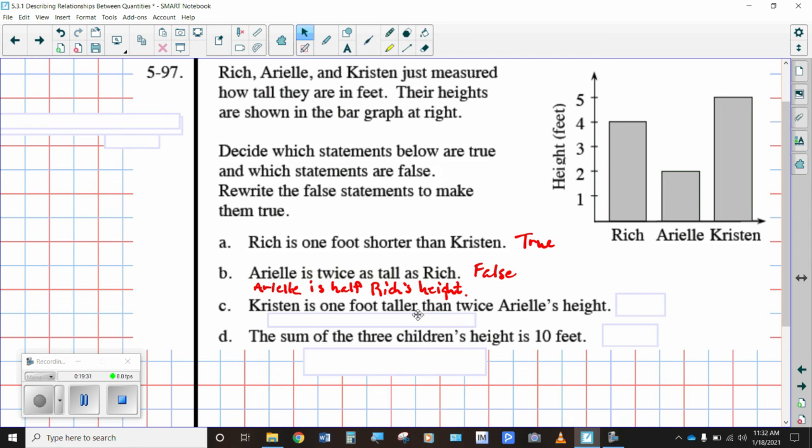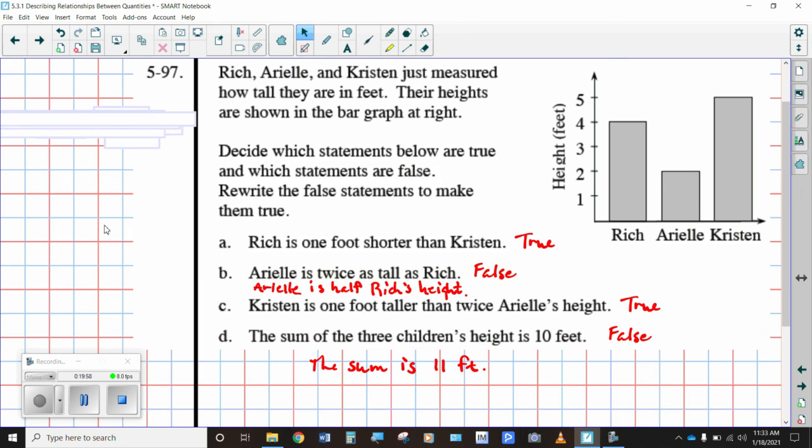Kristen is 1 foot taller than twice Ariel's height. Ariel is 2. So if you double it, that's 4, and add 1 more, that's 5. That is, in fact, a true statement, so no reason to change anything there. And the sum of the three children's heights is 10 feet. Well, let's add them together. 4 and 5 make 9, 10, 11. No, they are not 10 feet. That's false. They are actually 11 feet in height total when you add all three of them together.